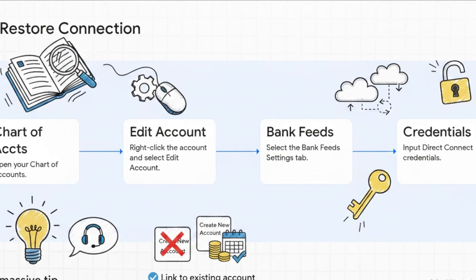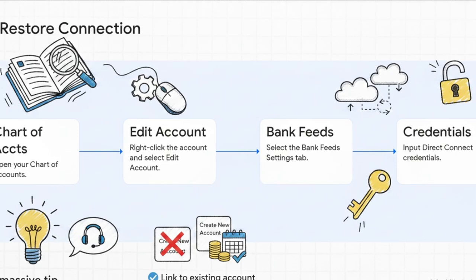So here is the exact sequence to restore your Direct Connect bank feeds without totally messing up your books. First, open your chart of accounts. Second, right-click the specific account you want to activate and choose Edit Account. Third, click that Bank Feed Settings tab. And finally, put in your Direct Connect credentials.